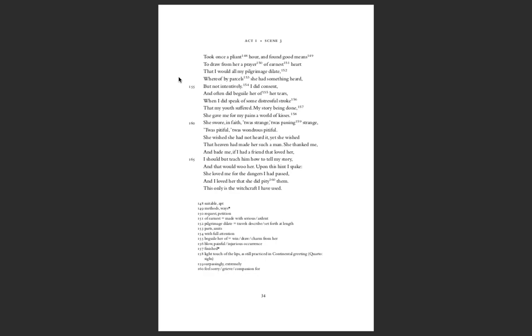which I, observing, Othello says, "took once a pliant hour, and found good means to draw from her a prayer of earnest heart, that I would all my pilgrimage dilate, whereof by parcels she had something heard, but not intentively." So he then says that he will tell her the whole story again, and she begs him to do this. And he says, "I did consent, and often did beguile her of her tears, when I did speak of some distressful stroke that my youth suffered." So he tells her these things which have happened to him in his youth, and Desdemona cries.